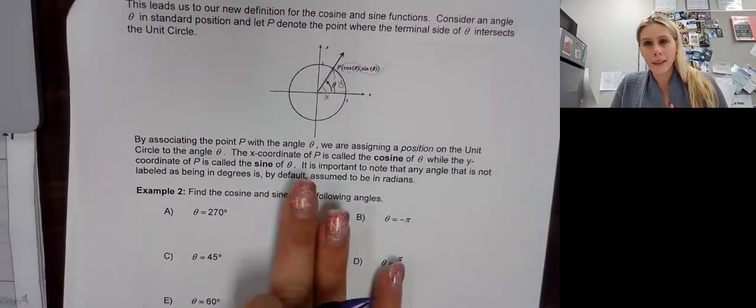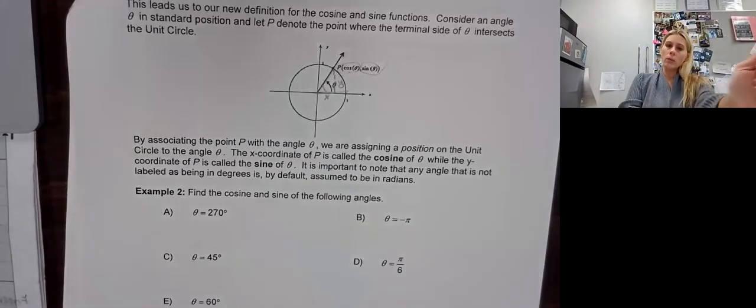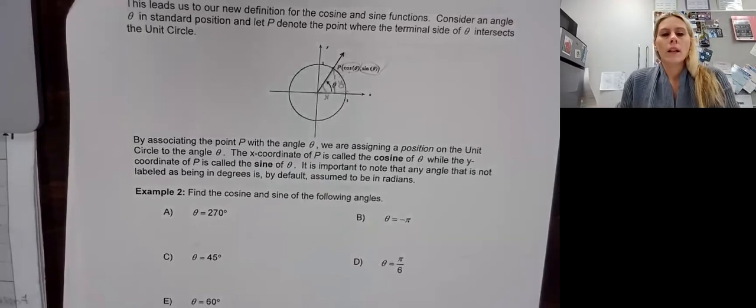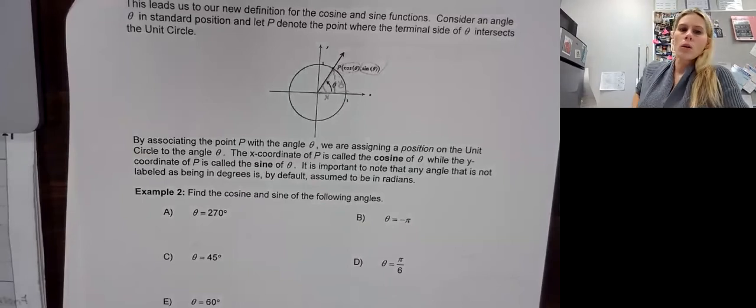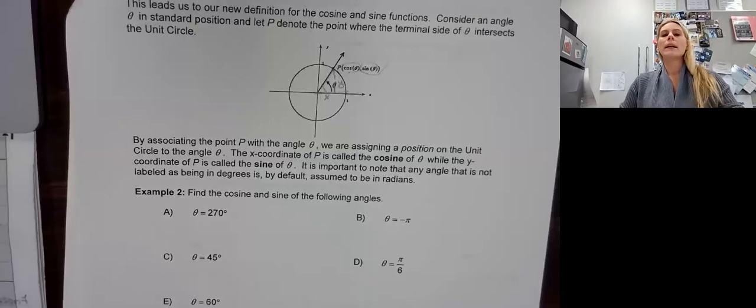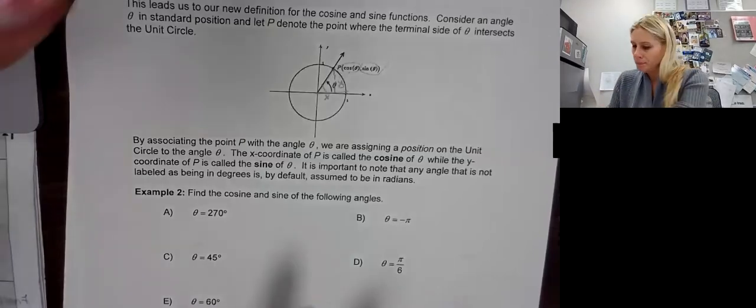And this explains it a little bit better down here. By associating the point with the angle theta, we are assigning a position on the unit circle to the angle theta. The x-coordinate of P is called cosine of theta, while the y-coordinate of P is called sine of theta. It is important to note that any angle that is not labeled as being in degrees is by default assumed to be radians. So remember, if it doesn't have a degree symbol there, you're automatically assuming that it's in radians.